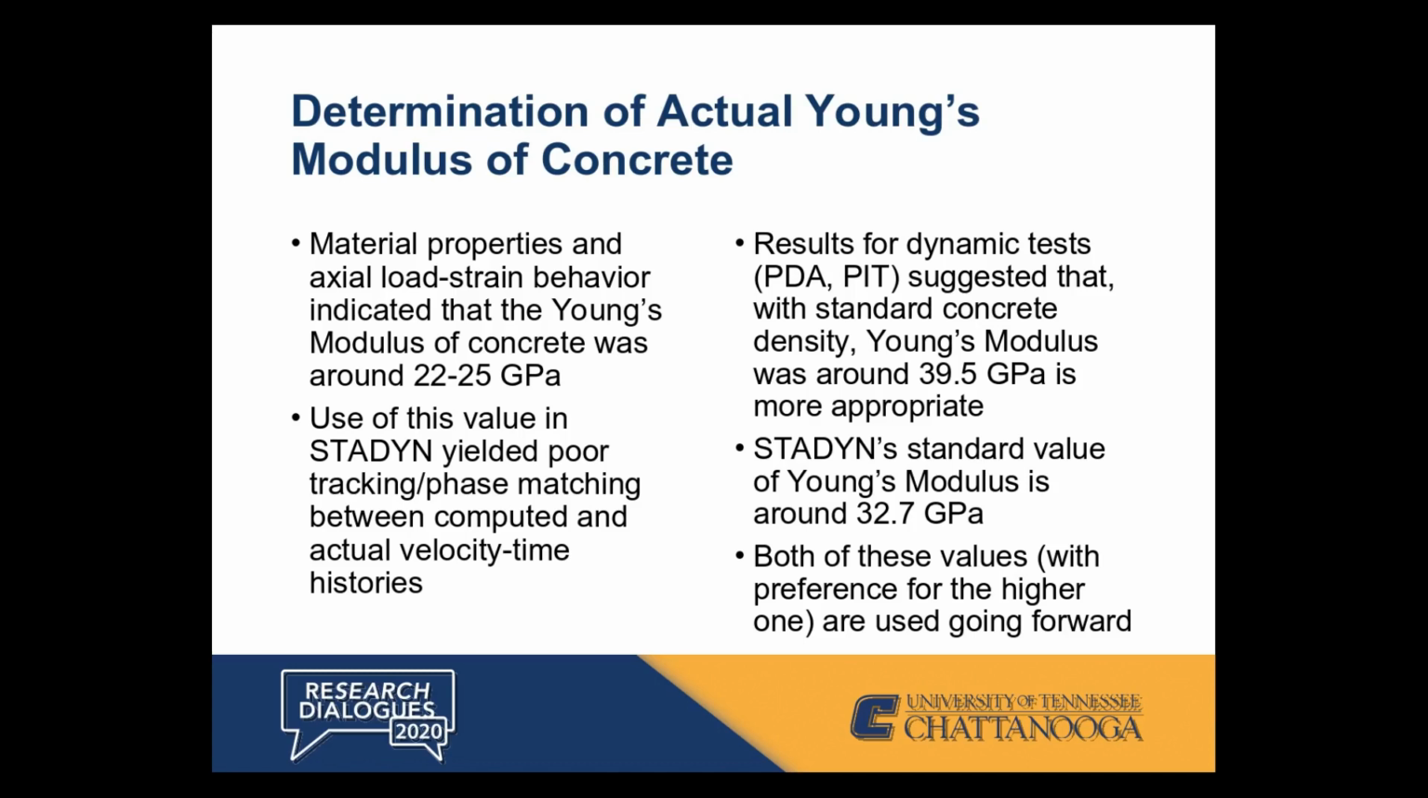The results from both the PDA and the PIT suggested that if we assume the concrete is a standard density, then the Young's modulus is around 39.5 GPa. And standard values of piling indicate more around 32.7. And we're going to use both of these. STADYN's is drawn from kind of typical values, and that's always dangerous, particularly with concrete. For materials other than steel, one of the things we found is that it's very important to make sure that you've actually matched the properties of the pile to the one you're using during analysis. And we'll actually look at both of these.